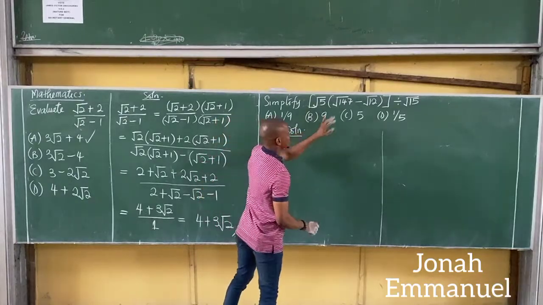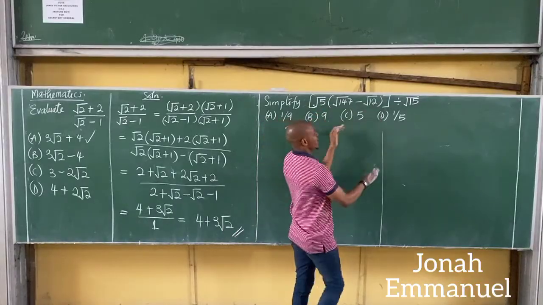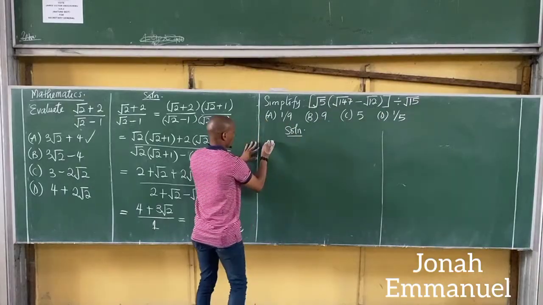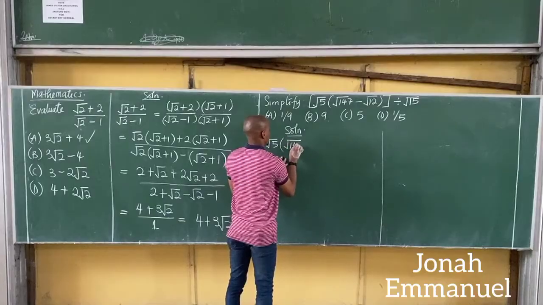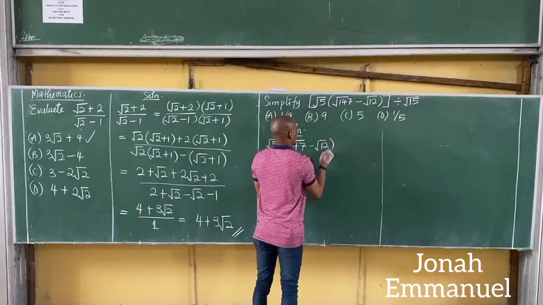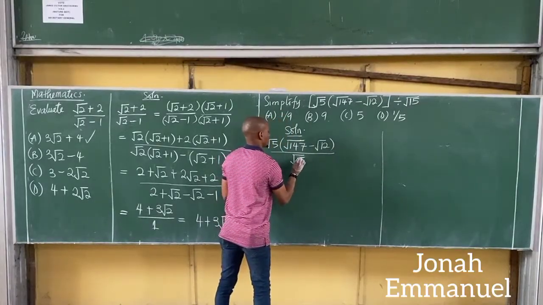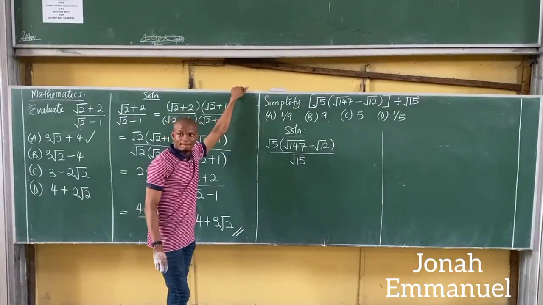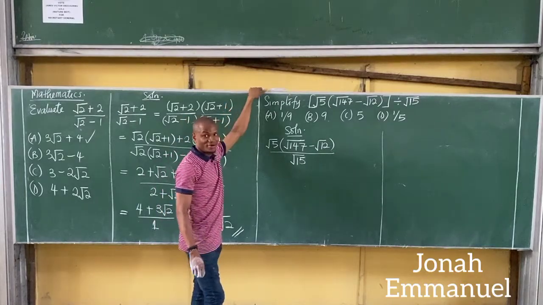Solution. If I rewrite this, of course, it means root 5 is multiplying all of this, and all of this forms my numerator. So that gives you root 5 into (root 147 minus root 12), all over root 15. Now you tell me, what should I do here? Rationalization.